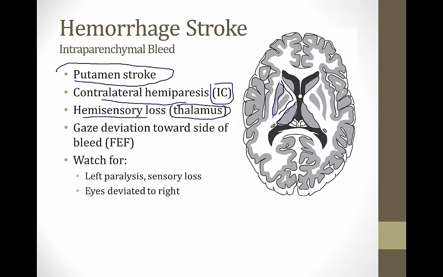And then the frontal eye fields are in the frontal lobe, very close to the putamen, so you can get gaze deviation towards the side of the bleed. That's what happens when you have a frontal eye field lesion. So watch out for patients with hypertension who present with left paralysis and sensory loss but eyes deviated to the right. This is the typical type of syndrome of somebody with a classic putamenal stroke.